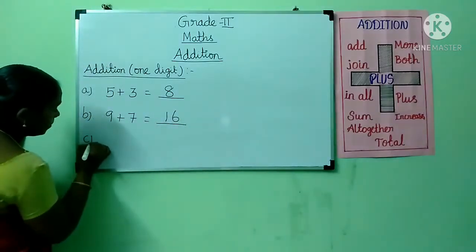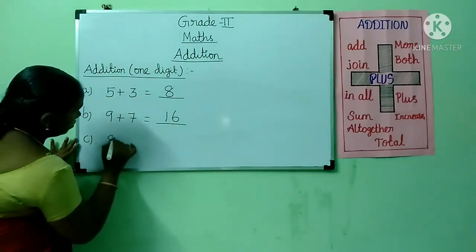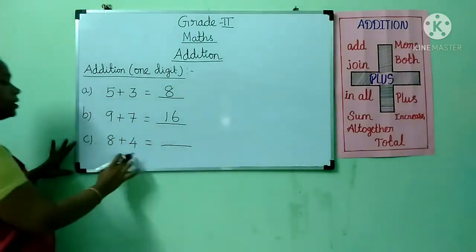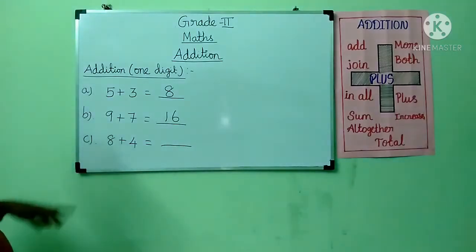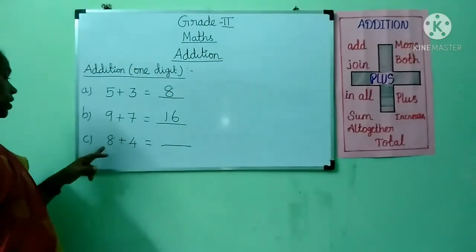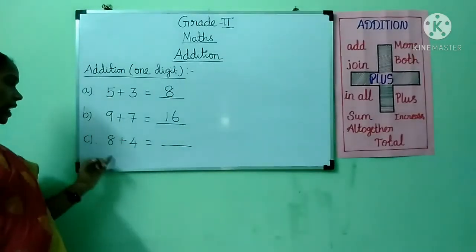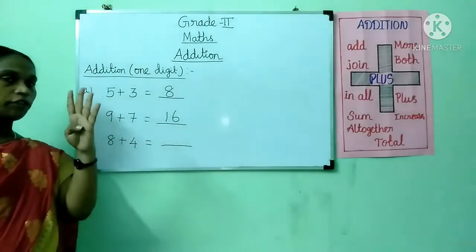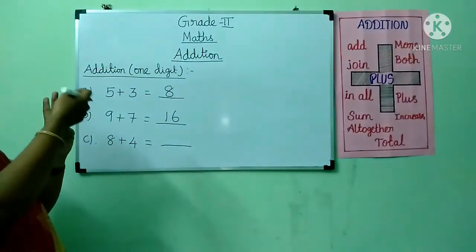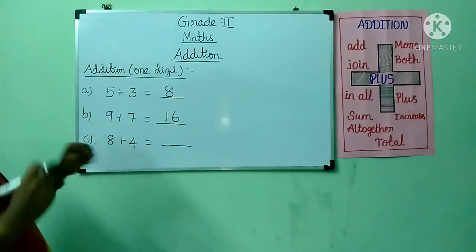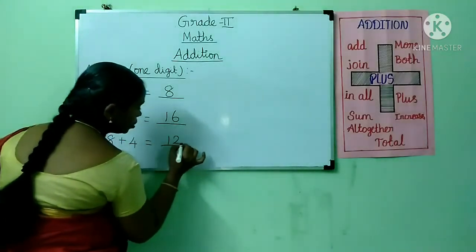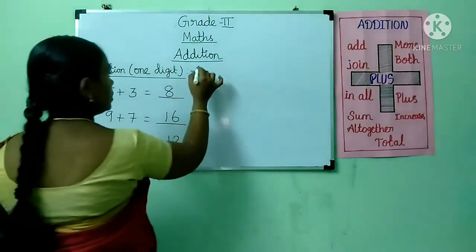Okay. This is the third sum. 8 plus 4. So 8 is the first number, 4 is the second number. First number in the mind, 8 in the mind, 4 on the fingers. 8, after 8 comes 9, 10, 11, 12. So what will be the answer? 12. So write 12 here. The next one.